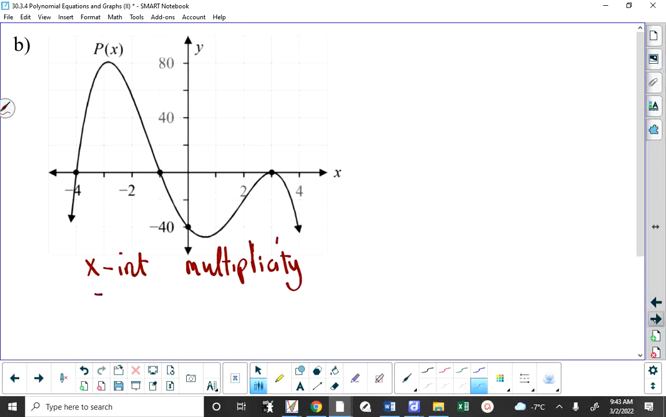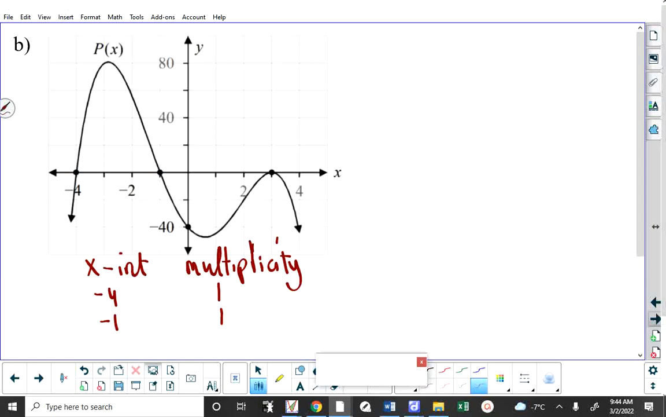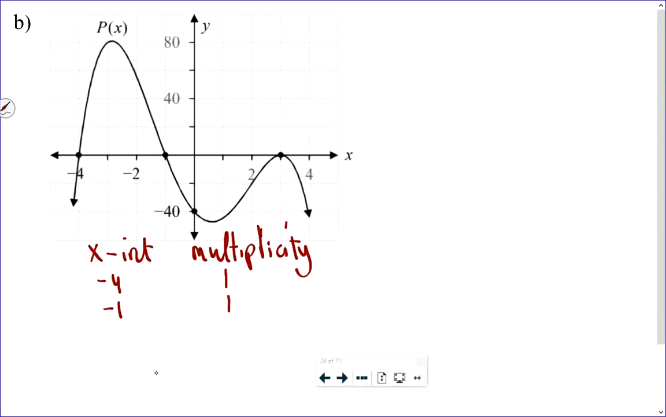We have an x-intercept of -4 with a multiplicity of 1 because it goes through the x-axis at -4 cleanly. We have an x-intercept of -1 also with a multiplicity of 1. And then we have an x-intercept of 3, but the multiplicity is 2. And again, we always assume the minimum multiplicity. We wouldn't say it's 4 or 6.